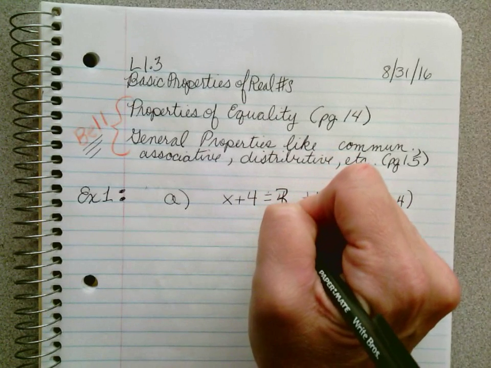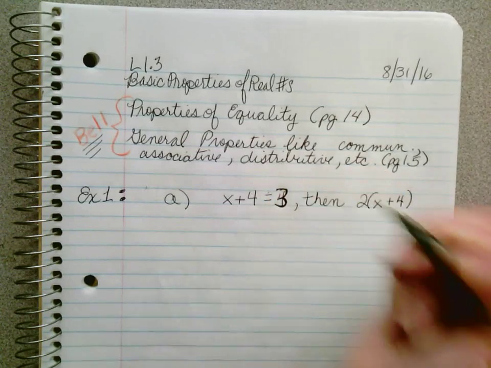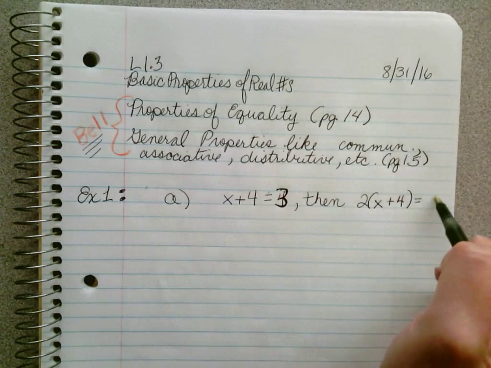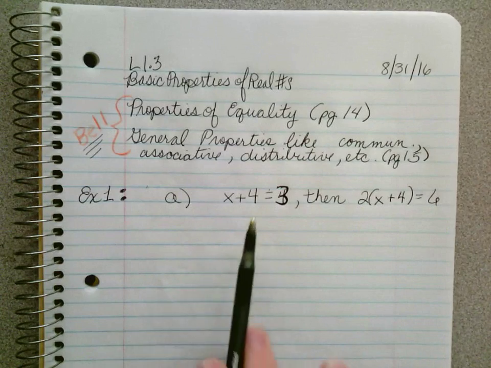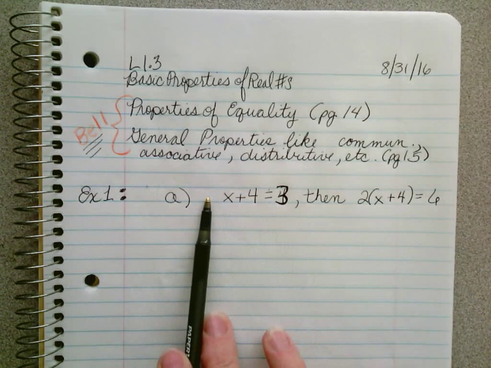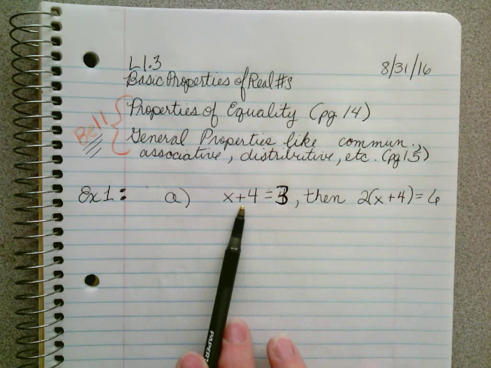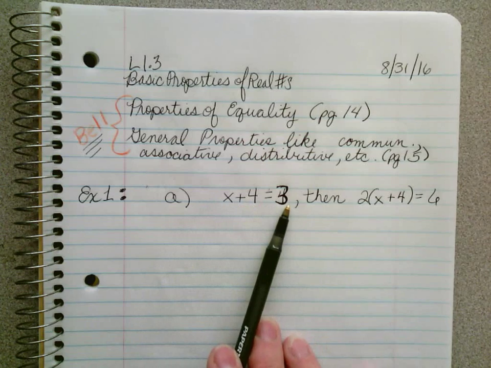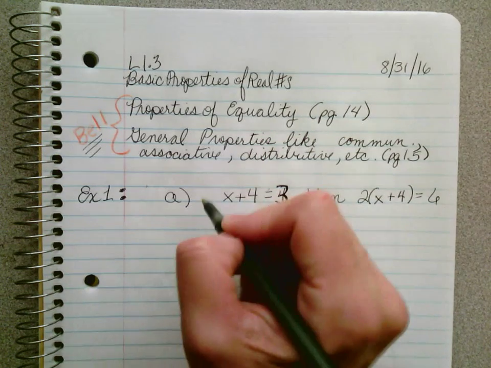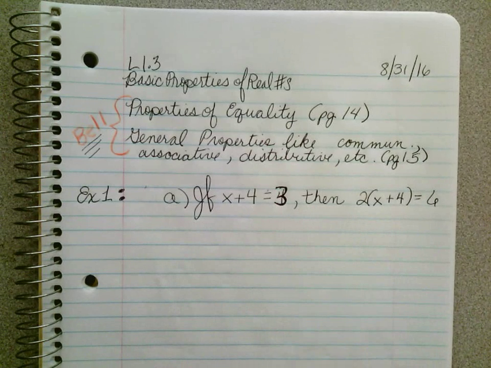If x plus 4 is 3, that kind of seems crazy. Regardless of how weird this looks, what number would we put? Negative 1 added to 4 is 3. We don't care about that. All they're saying is, if this is true, then this must be true.